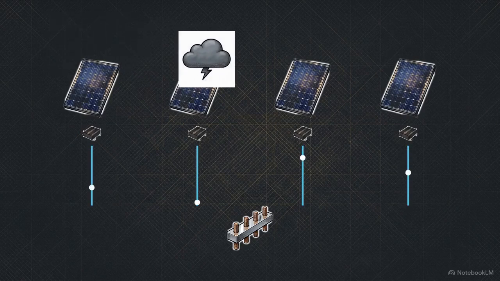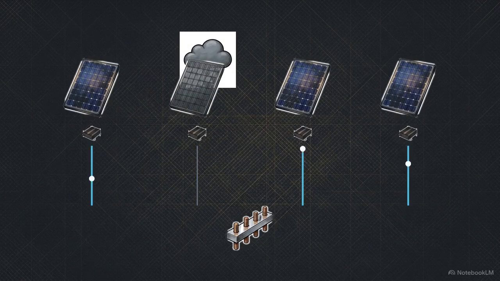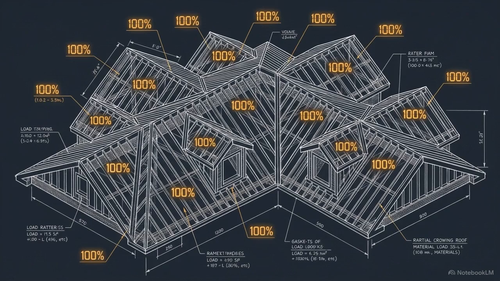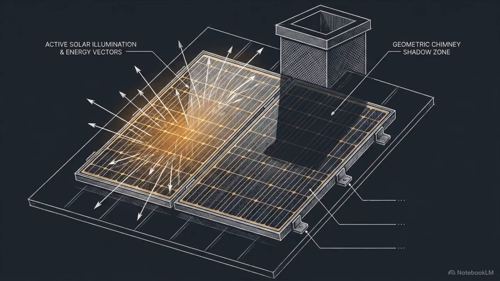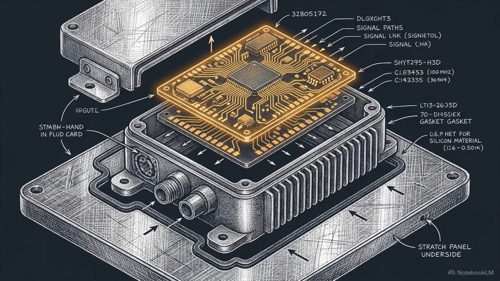If dirt, debris, or a shadow limits the output of one panel, the adjacent panels ignore it and continue pumping out their maximum capacity. Eliminating the central bottleneck allows the system to capture the actual mathematical energy capacity of the roof space, regardless of the orientation or shading of specific modules. But isolating the hardware is only half the equation.